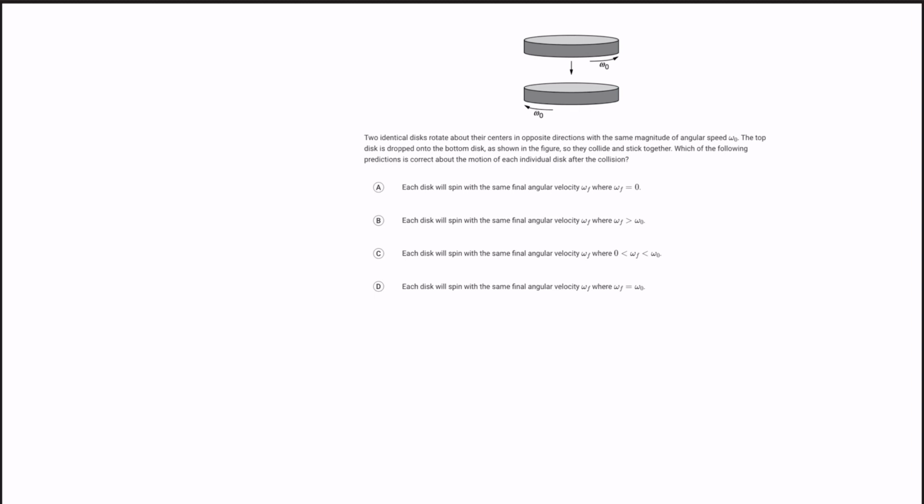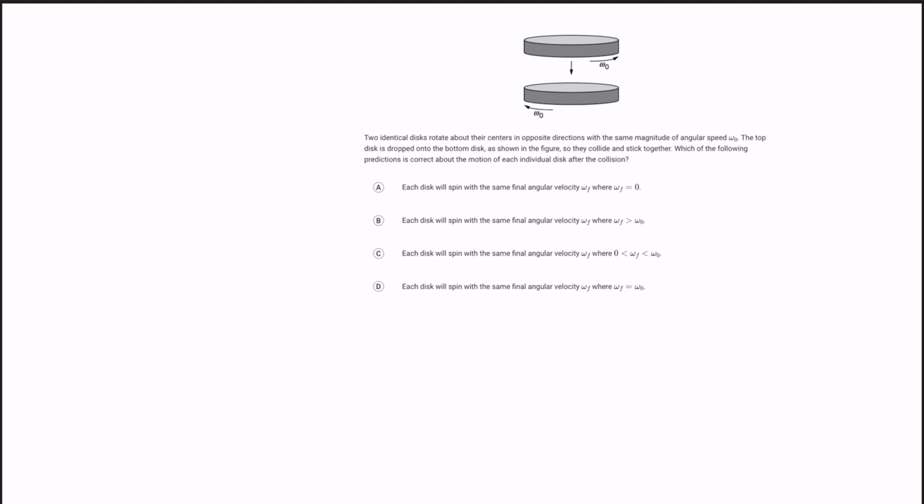Two identical disks rotate about their centers in opposite directions with the same magnitude of angular speed. Okay. They're identical disks. That means they have the same moment of inertia and they currently have the same angular velocity, just in opposite directions. So the top disk is dropped onto the bottom disk as shown in the figure so that they collide and stick together. Which of the following predictions is correct?